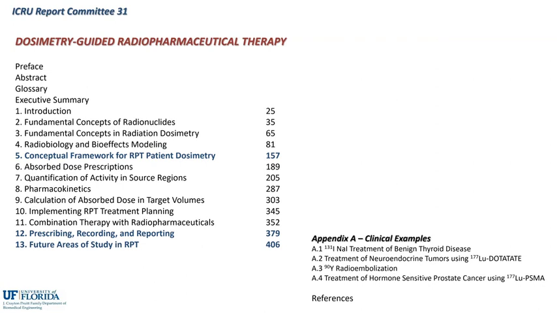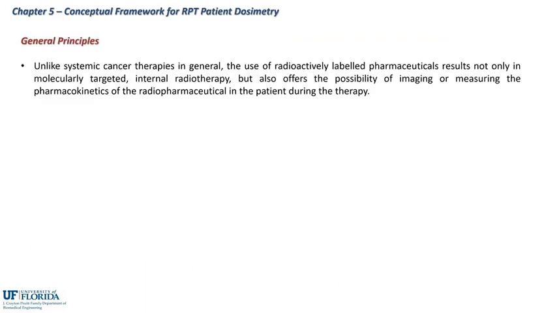This is the content of that report. There are 4 clinical examples given in the back, along with extensive references. In the limited time that we have, I'm just going to briefly talk about chapters 5, 12, and 13. So, the conceptual framework for RPT patient dosimetry in this new ICRU report makes the general principles.